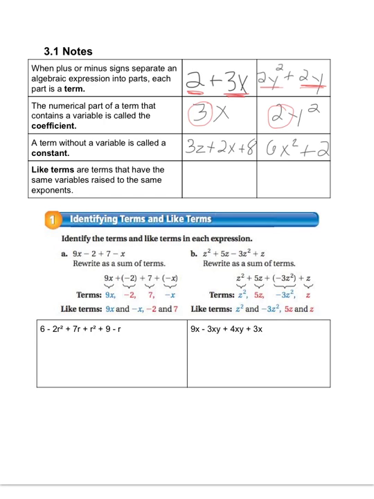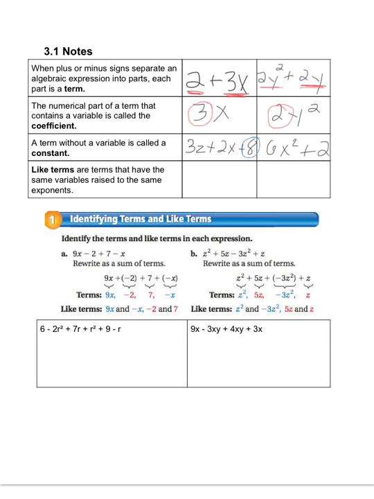The next vocabulary word we will look at is constant. A term without a variable is called a constant. If we look at this expression, we can see that we have 3 terms, 3z, 2x, and 8. They are all separated by a plus or minus sign. So a term without a variable is called a constant. This term 3z has the variable z. This term 2x has the variable x. This term 8 does not have a variable, so this would be our constant.